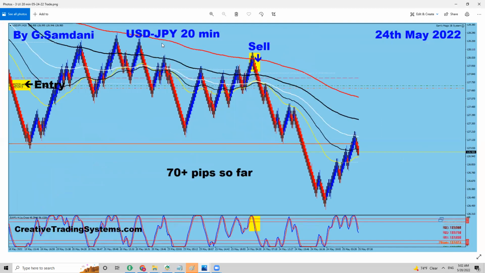USD yen, USD weakness, like I said, 4 pairs would go up, 3 will go down with the USD weakness. So USD yen to the downside here, 70 pip. It was a lot more, but I couldn't close on time, so it retraced almost half of it, and then still 70 pip from here to here, the yellow line. That's 70 pip, not all the way here.